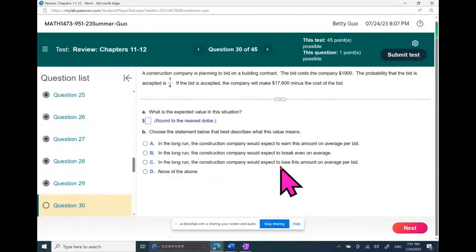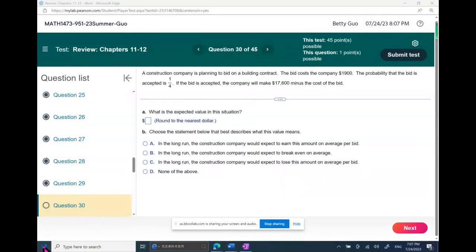So let's look at number 30. A construction company is planning to bid on a building contract. The bid costs the company $1,900. The probability that the bid is accepted is 1/4. If the bid is accepted, the company will make $17,600 minus the cost. We are looking for the expected value.